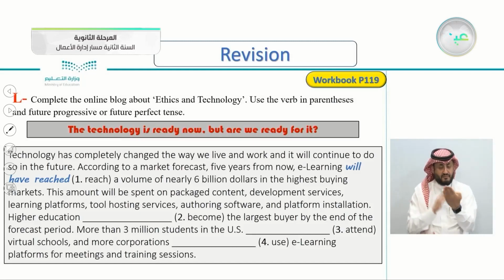Moving on to exercise L here, page 119. Complete the online blog about ethics and technology. Use the verb in parentheses and the future progressive or future perfect tense.